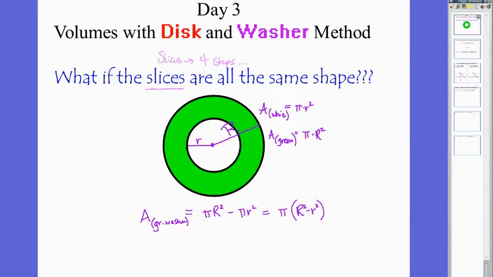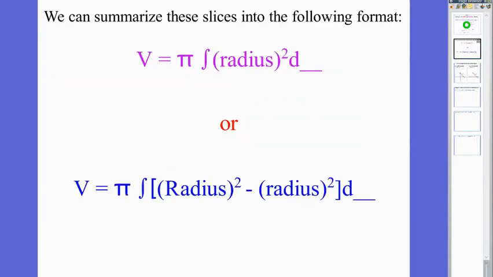So if we want to find something with a volume, in order to get the volume, you're going to integrate a whole bunch of areas and then multiply that by d whatever. So let's start summarizing this on the next slide. I know you've been waiting, right? And so we can summarize this into the following formats.